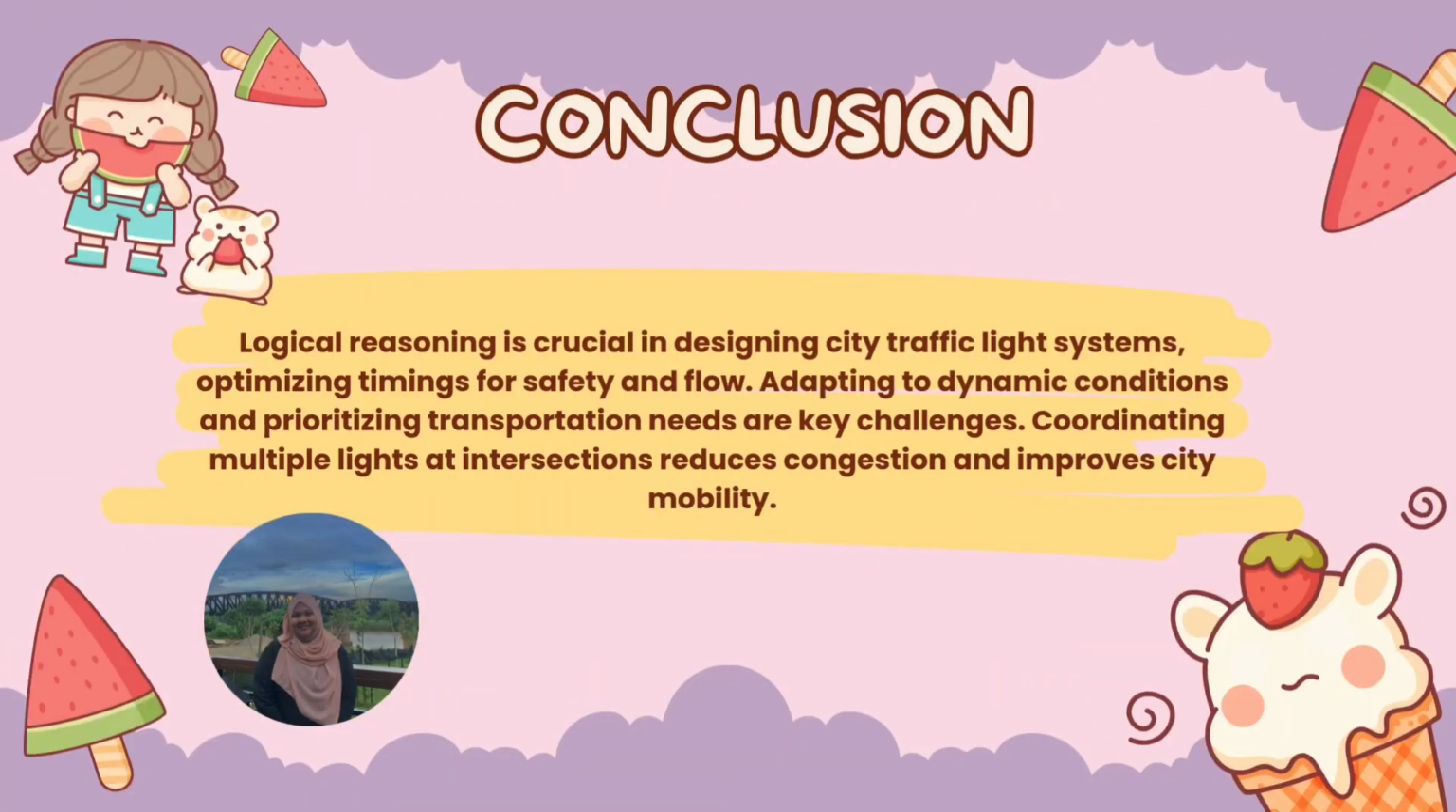And finally, the presentation comes to the end. Last but not least, conclusion. Logical reasoning is crucial in designing city traffic light systems. Optimizing timings for safety and flow, adapting to dynamic conditions, and prioritizing transportation needs are key challenges. Coordinating multiple lights at intersections reduces congestion and improves city mobility.